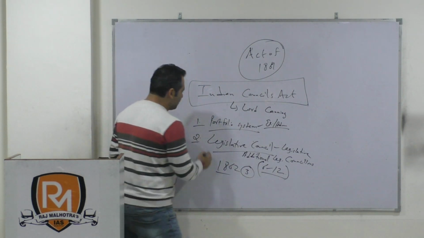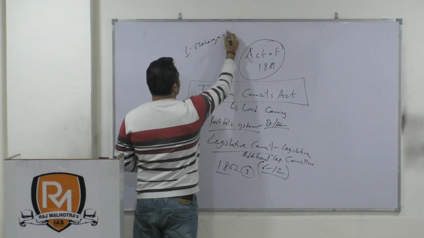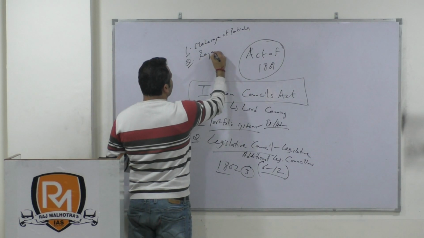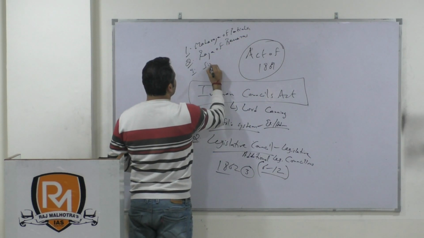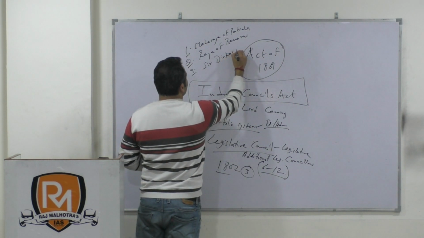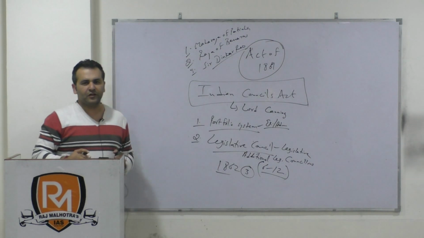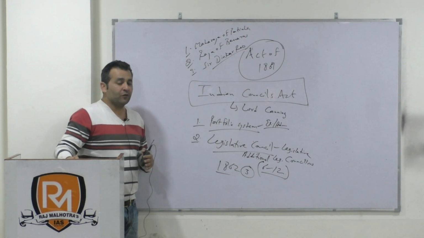These 3 Indian members were 1, the Maharaja of Patiala, 2, the Raja of Banaras, and 3, Sir Dinkar Rao. Mr. Dinkar Rao was the Prime Minister of Sindhia. So these were basically the ruling elites who were associated for 2 good reasons.